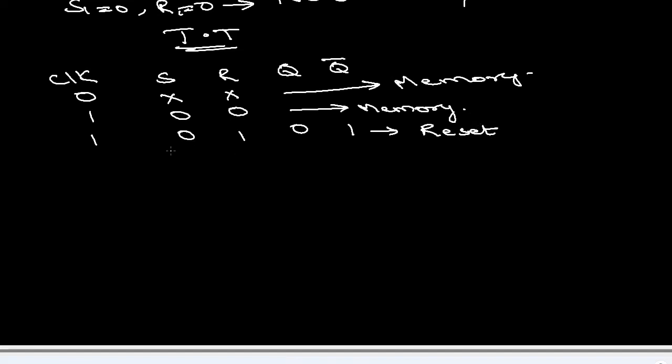When clock is 1, S is 1, R is 0. This is called the set condition. Q is 1, Q bar is 0. So this condition is called the set condition.